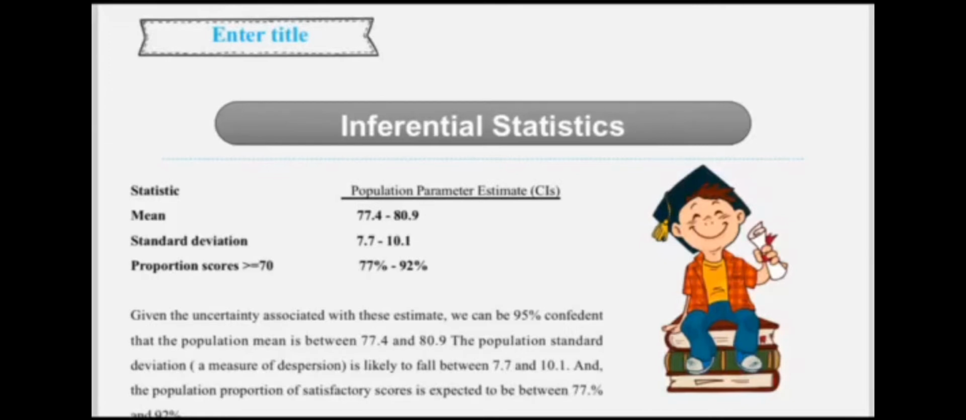Given the uncertainty associated with this estimate, we can be 95% confident that the population mean is between 77.4 and 80.9. The population standard deviation or measure of dispersion is likely to fall between 7.7 and 10.1, and the population proportion of satisfactory scores is expected to be between 77% and 92%.